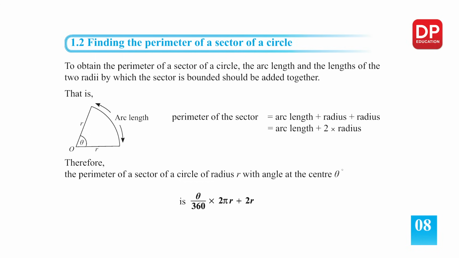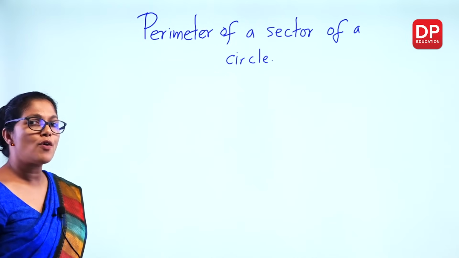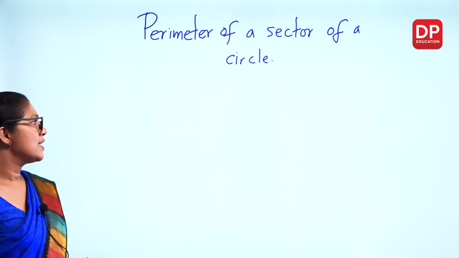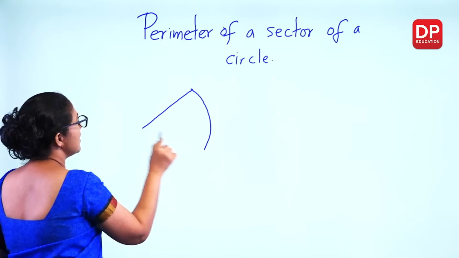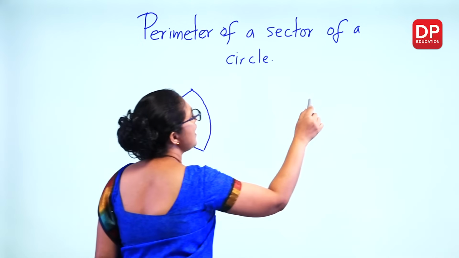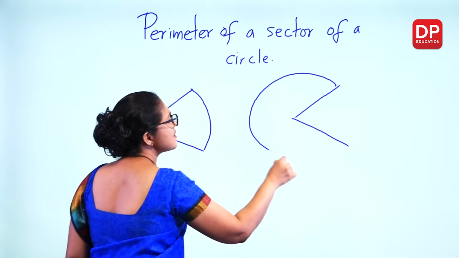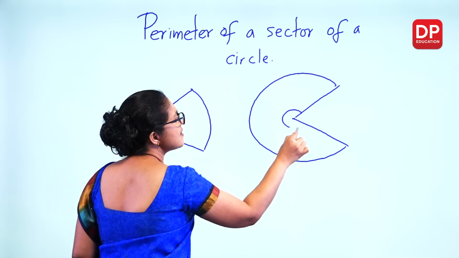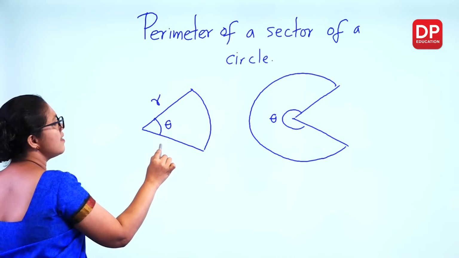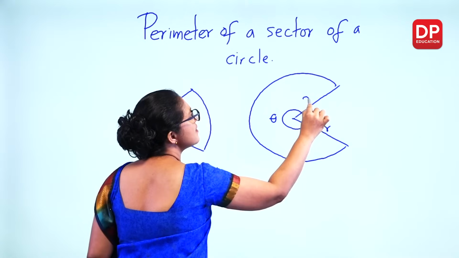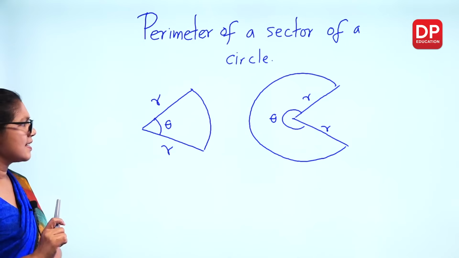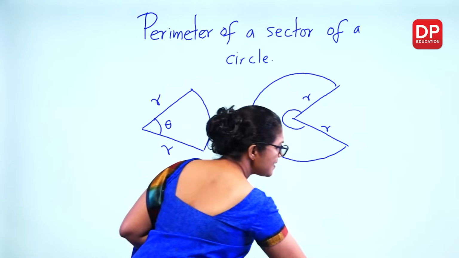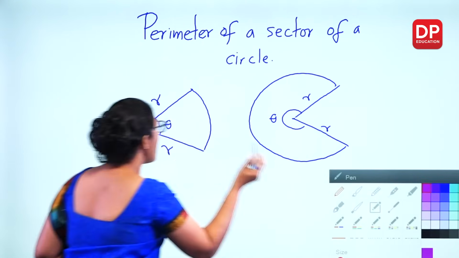Now we'll look at the perimeter of a sector of a circle. So far we found out the arc length of a sector. So we'll see how we can find the perimeter of a sector. So we'll take sectors. I'll take this one, or I can draw something like this. This is also a sector. Angle at the center, I can write theta here. And if the radius is r, I can write this is radius r, this is radius r. Here when you look at these two sectors, we can use this as the minor sector, because the angle is the acute angle. So remember this word, minor sector.